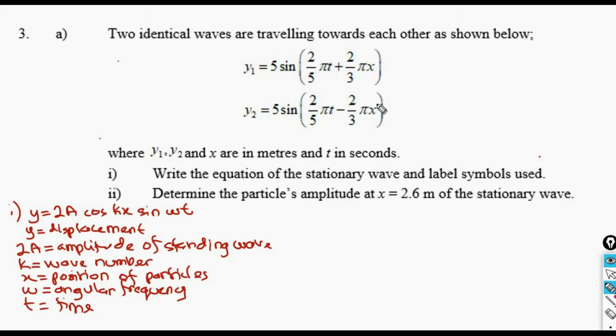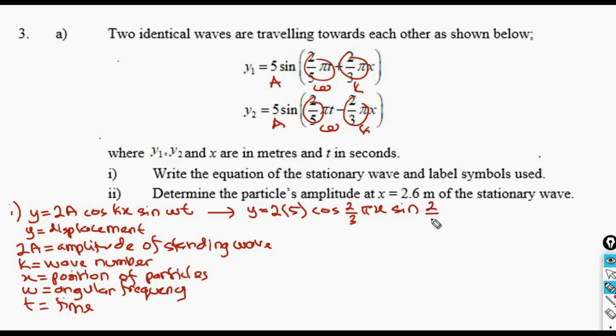Alright, then we substitute all the values into this equation of standing wave. So y equals 2a. Where is a here? This one is a, the same a. So 2 times 5, and then cos kx, this is k, so we write 2 over 3 pi x, and then sine omega t, this one is omega, so omega is 2 over 5 pi t. Then you simplify: y equals 10 cos(2 over 3 pi x) sine(2 over 5 pi t). That is the equation for the standing wave.